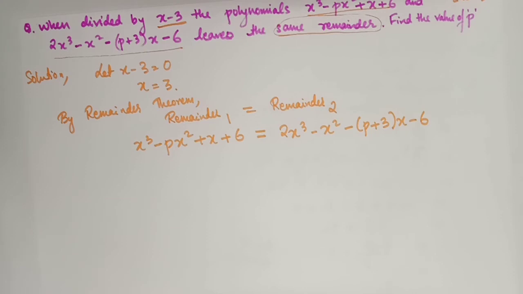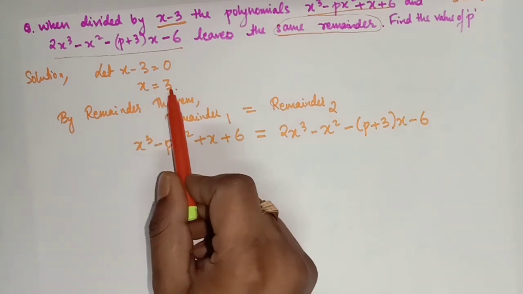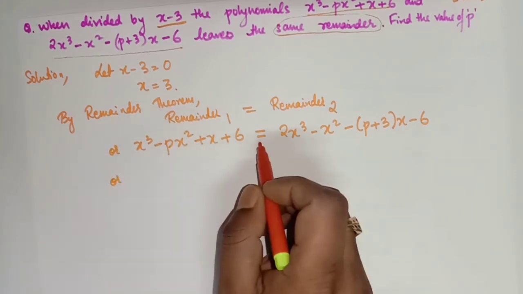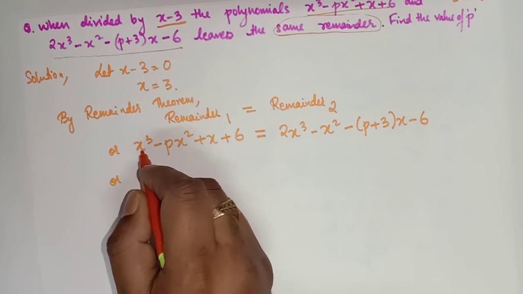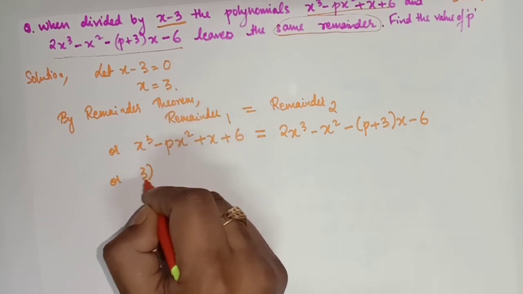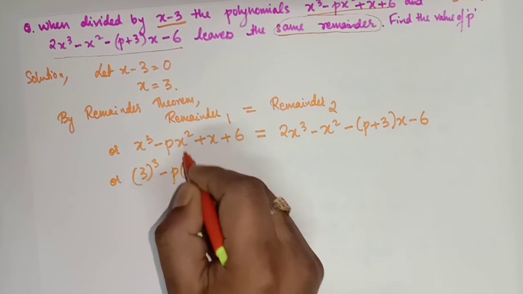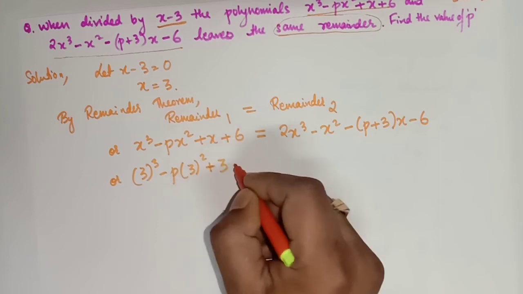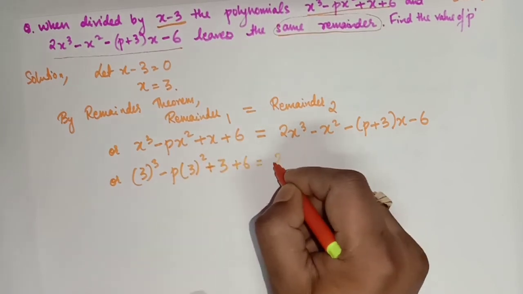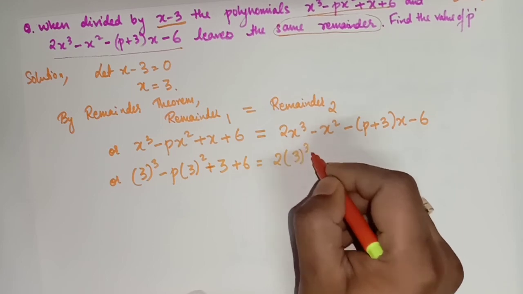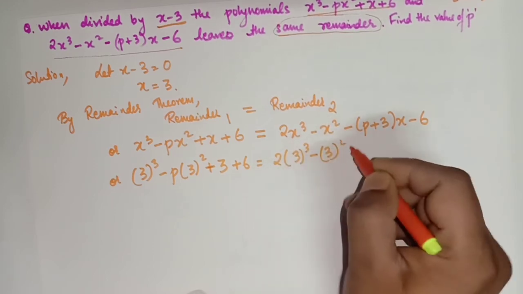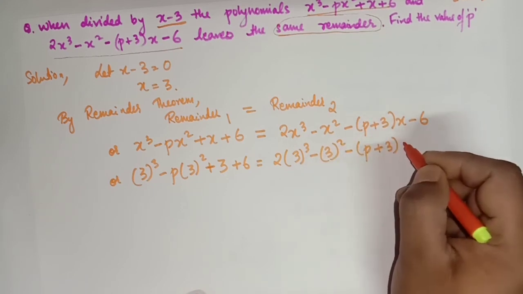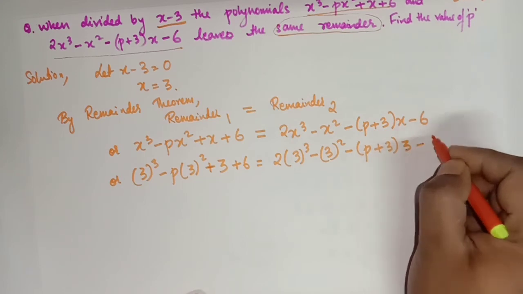Now what do I have to do? I have to put the value of x. So what is the value of x? x is 3. So instead of x, there is one more equals to, so I'll write r. So x cube means x value is 3, so this will be 3 cube minus p, 3 square, plus 3 plus 6 equals to the side 2: 2 into 3 cube minus 3 square minus p plus 3, outside will be 3 minus 6.